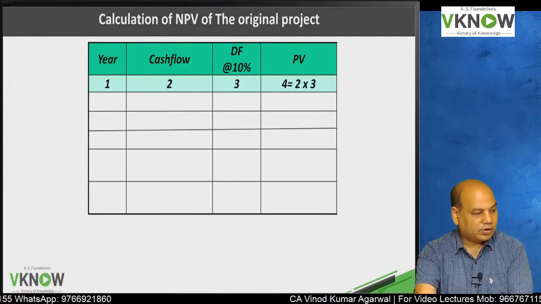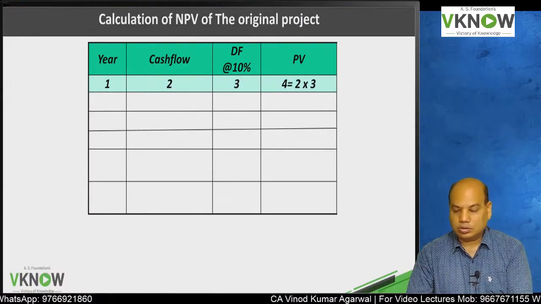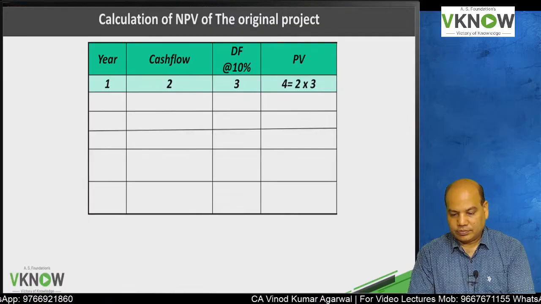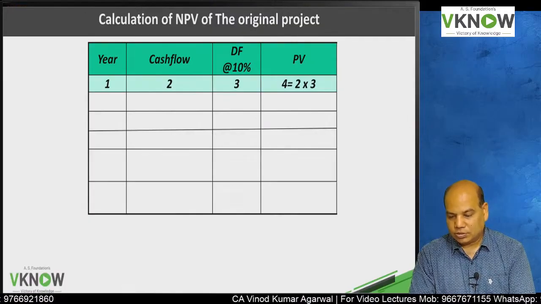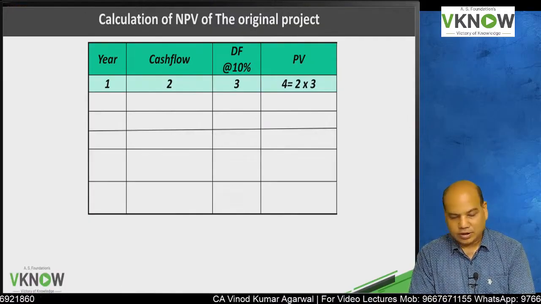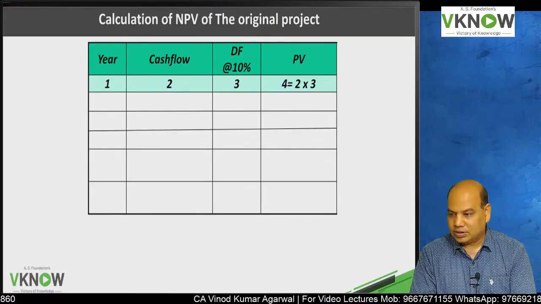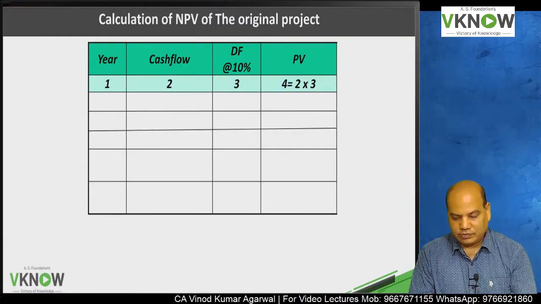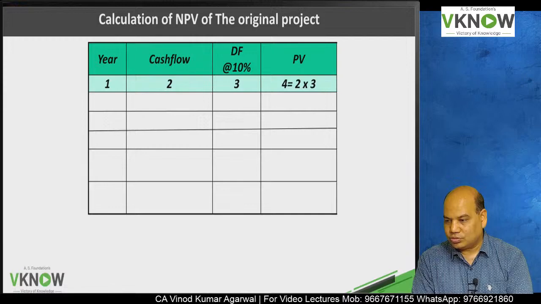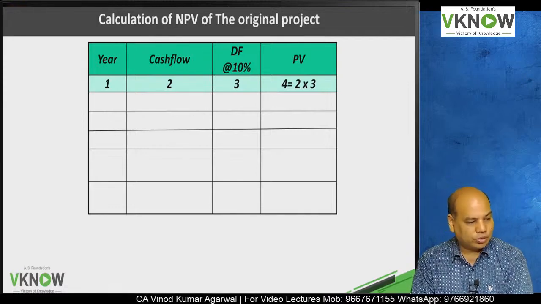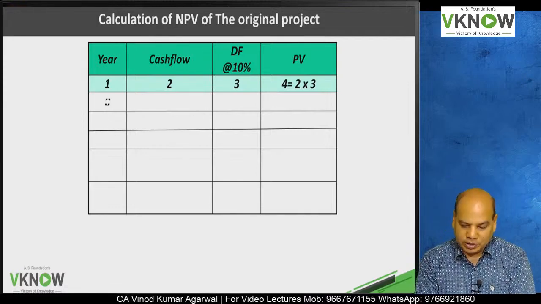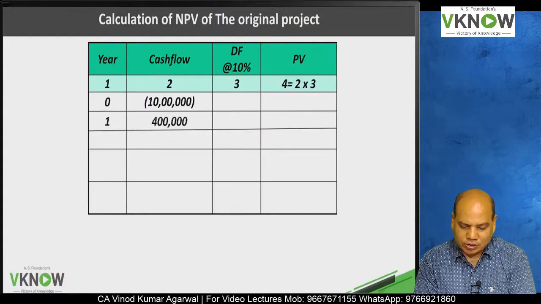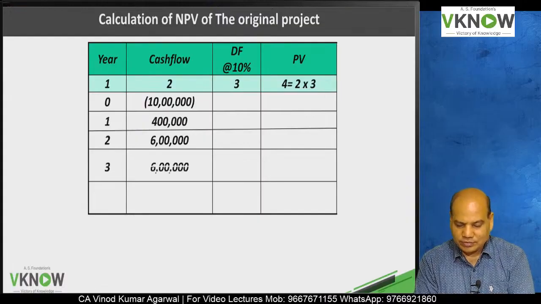Draw this format first. Year, cash flow, discounting factor at 10%, and present value. Columns number 1, 2, 3, 4. Column 4 is equal to column 2 into column 3. Everybody will reply. This is a very good question on the screen.